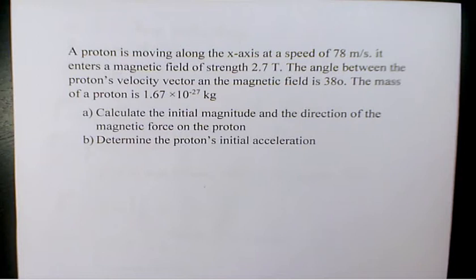Part A, calculate the initial magnitude and the direction of the magnetic force on the proton. Part B, determine the proton's initial acceleration.